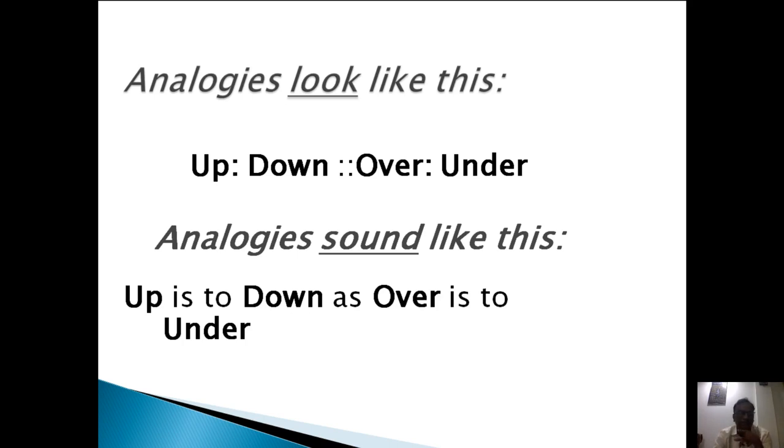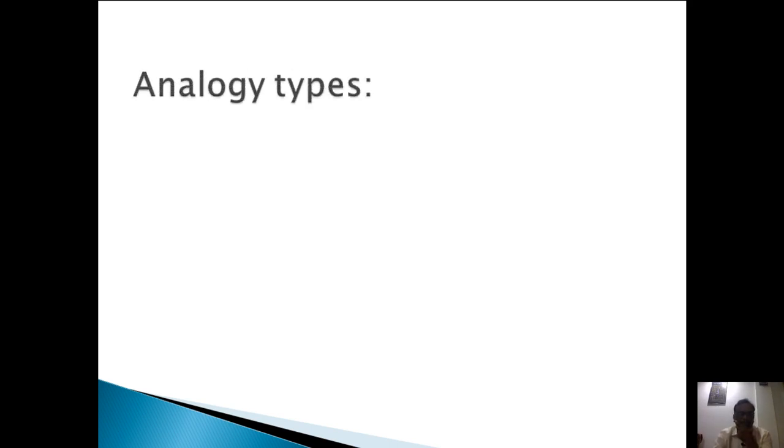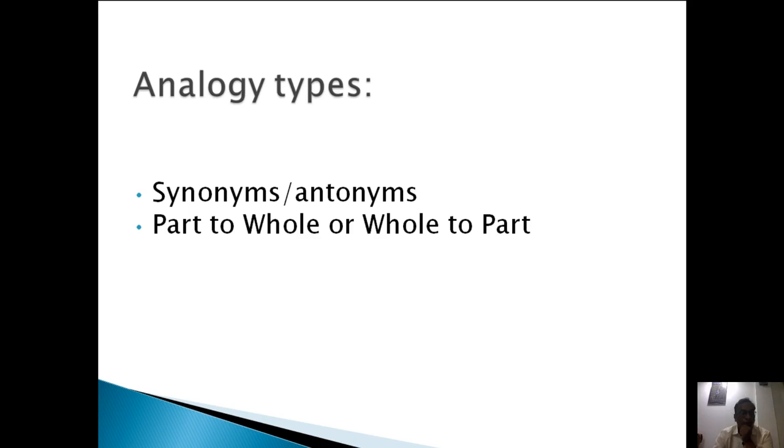If you find out this relationship, then you can solve other examples also. Let's check analogy types in this category. Synonyms, antonyms, part to whole or whole to part. These two categories are very popular, and I would suggest, to face this kind of GATE examination or any competitive examination, these two special categories mostly questions ask. The question comes from these categories only: synonyms, antonyms, part to whole or whole to part.